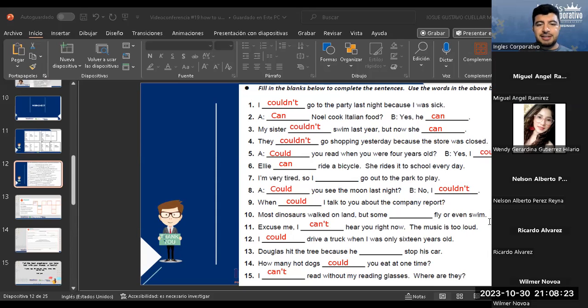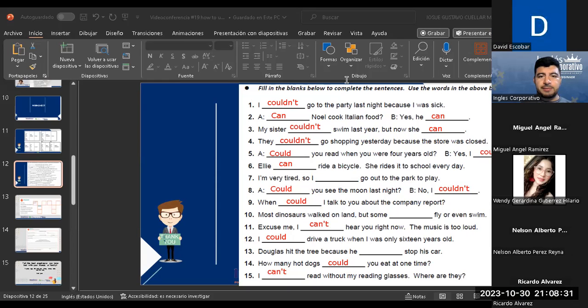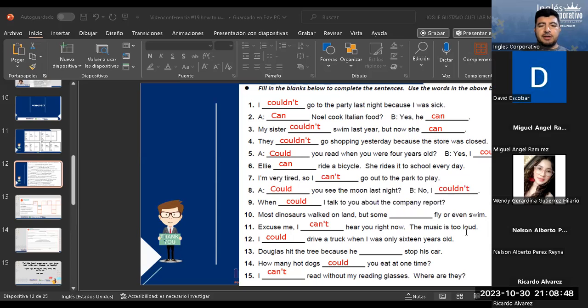Number 7, 10, and 13. Let's see who else. David. Okay, David, tell me what number. Number 7. I'm very tired, so I can go out to the park to play? Yes. I can. I'm very tired. Y eso pasa cuando trabajamos demasiado. Thank you. Well, 10 and 13.